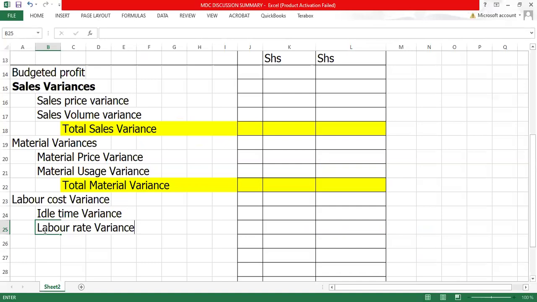We need the labor rate variance. Then we will need the labor efficiency variance. The labor rate will be as a result of the price. You predicted to pay a rate per hour equivalent to a certain amount, but you're paying a different figure. We are going to see that. Labor rate. Then labor efficiency. How efficient are these guys? We are going to see.